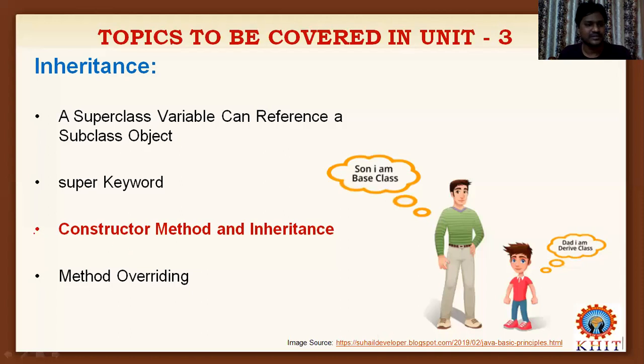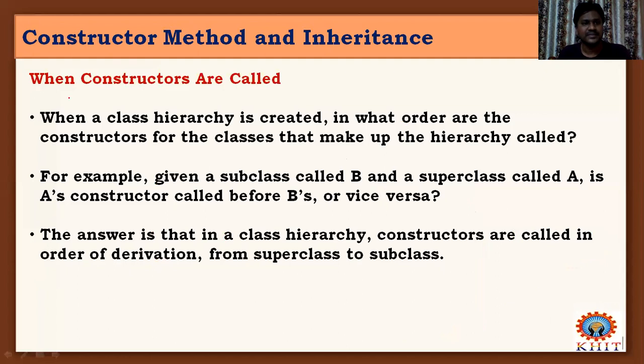Okay, next topic, constructor method and inheritance. Here, when we are calling constructors and using the inheritance concept among the classes, how can these constructors be called with respect to the object creation of subclasses or superclasses? When a class hierarchy is created using inheritance, in what order are the constructors for the classes that make up the hierarchy called?